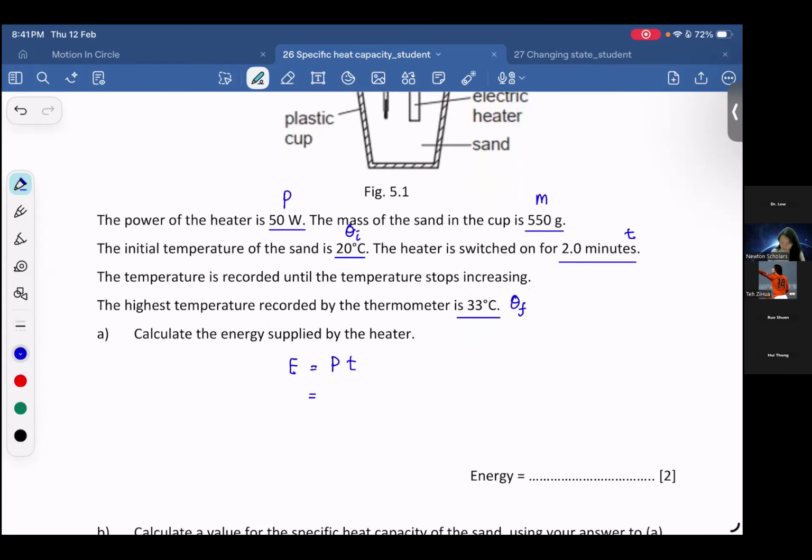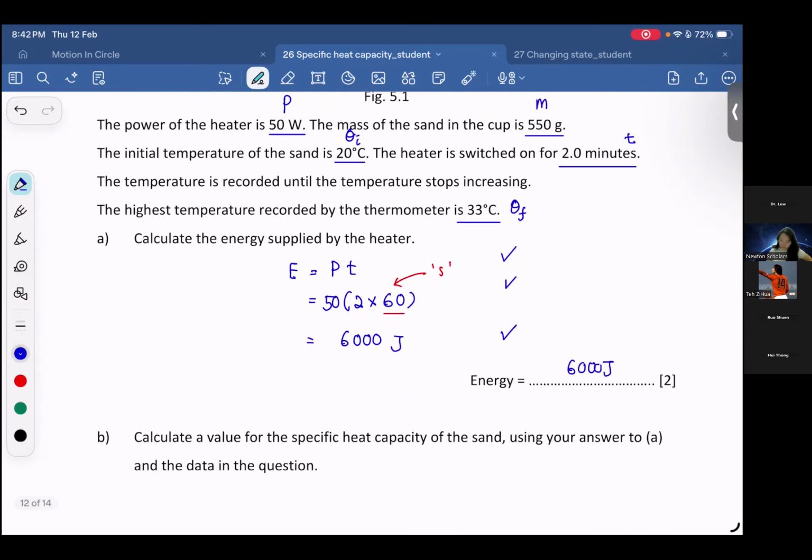Okay, then the power is 50 watt. The time is 2 minutes. Don't forget, your final answer here is joule. It's SI unit. So your time should be in second also. So this one, 2 times 60. Make sure in second, okay? So your answer for this is 6,000 joule. Don't forget formula, substitution, final answer with unit, okay?